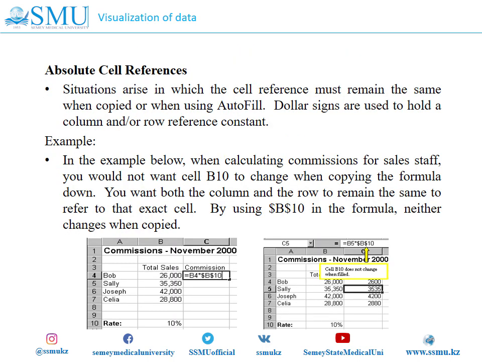Absolute cell reference. Situations arise in which the cell reference must remain the same when copied or when using autofill. Dollar signs are used to hold the column and the row reference constant. In the example below, you can see that the reference is not changing in the picture.